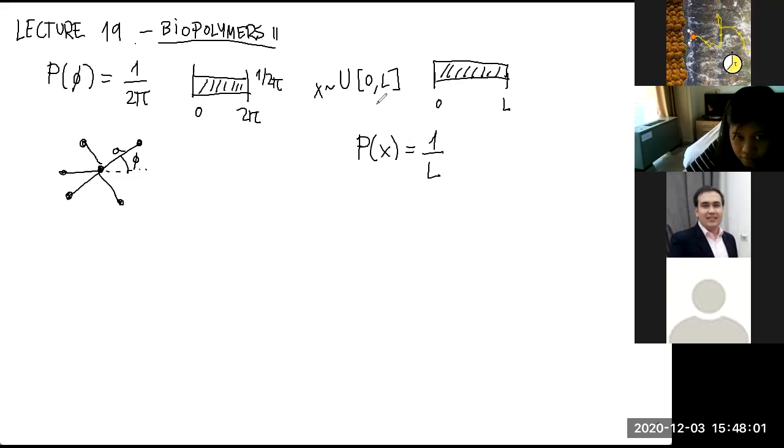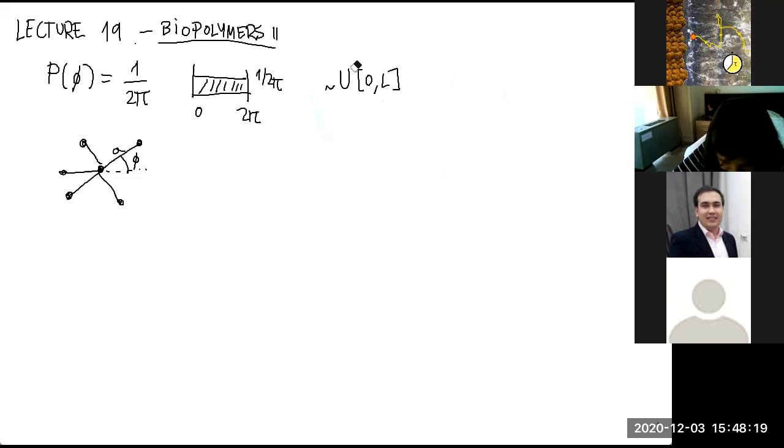Okay. This will be uniform distribution in 0L, but this is the uniform distribution in 0 to pi, which is the same thing, basically, but L equals pi. Okay. Does it make sense? Okay. This was just a reminder from the previous lecture.